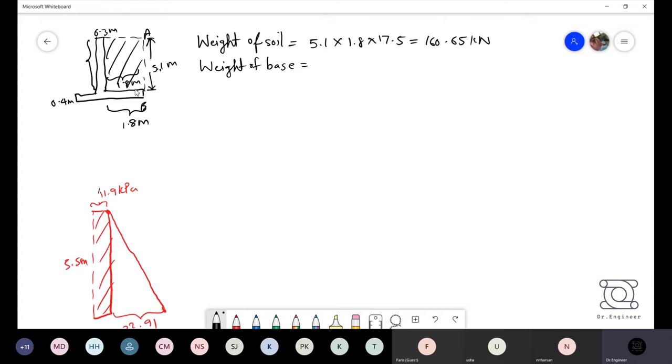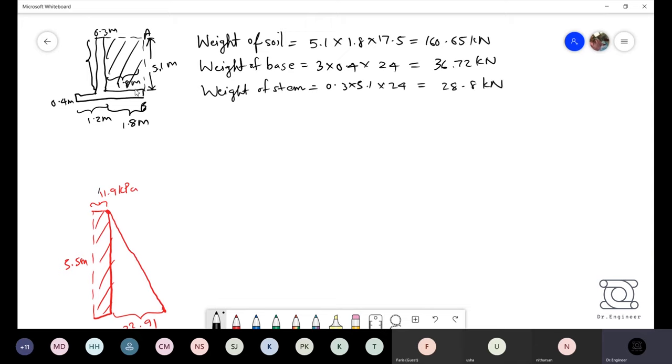The total width is 3 meter. So here it is 1.2. Total is 3 meter, 3 times the thickness 0.4, into the unit weight of concrete, 24. So that is 36.72 kilonewton. And the weight of the stem, these are just volume calculations. So that is 0.3 into 5.1 into 24. So that is 28.8 kilonewton. So that's it. Fairly simple, right?